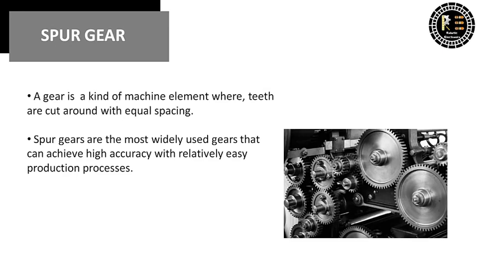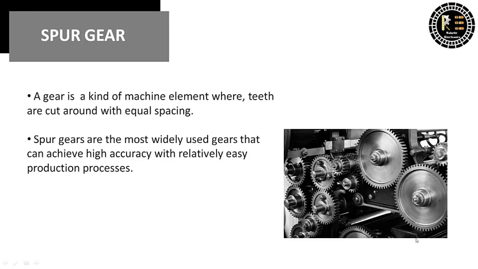Actually, a gear is a kind of machine element where teeth are cut around with equal spacing. Spur gears belong to the parallel shaft gear group and are cylindrical gears with a tooth line which is straight and parallel to the shaft. Spur gears are the most used gears and can achieve high accuracy with relatively easy production processes. They have the characteristic of having no load in the axial direction.